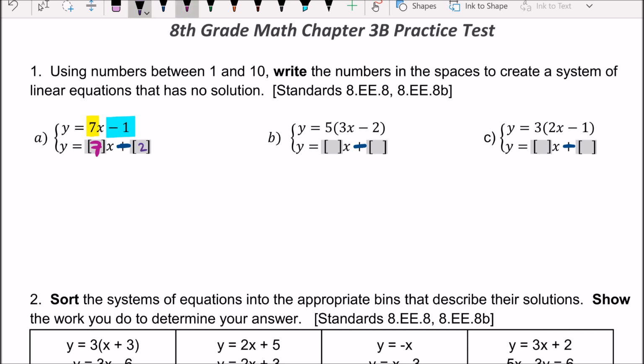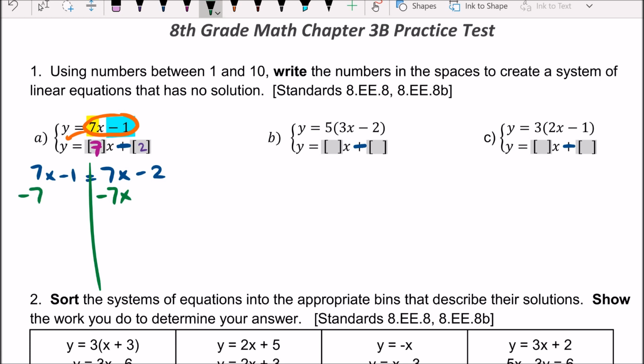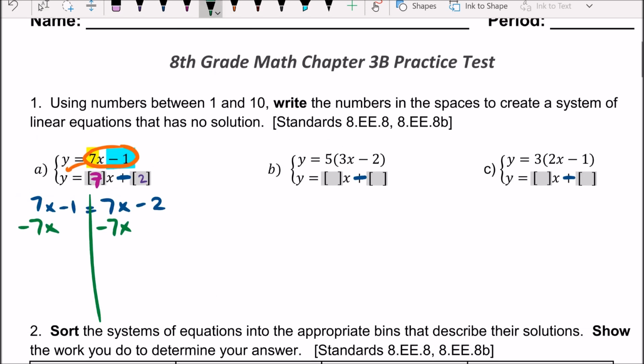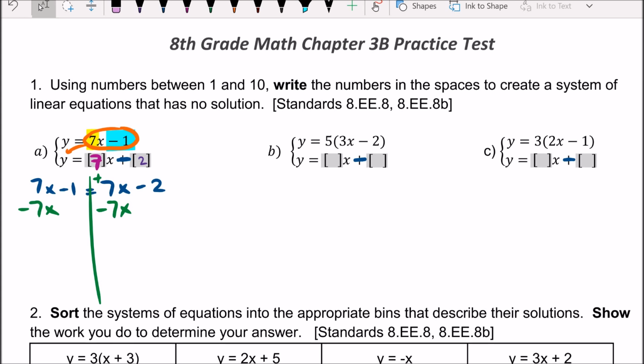So here's how we check the answer. We're going to take y equals 7x minus 1 and plug it into y equals 7x minus 2, which we picked. The first number is 7 and the second number is 2. I'm going to rewrite this: 7x minus 1 equals 7x minus 2. To solve this equation, we subtract 7x on both sides. The reason we subtract 7x is because we want x on the same side, and 7x itself is positive. So to move it over, you subtract 7x on both sides.